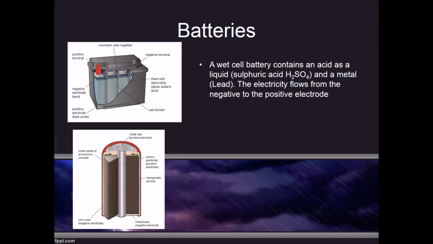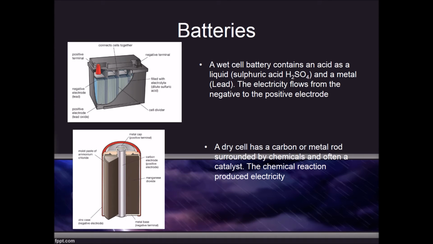Then we can have what's called a dry cell. These are the ones you're used to put into your devices, and they're the AAAs and AAs and Cs and D size batteries. A dry cell has either a carbon or metal rod in the middle of it, and that's surrounded by chemicals, which are also often mixed with a catalyst. The chemical reaction then in the battery produces electricity.